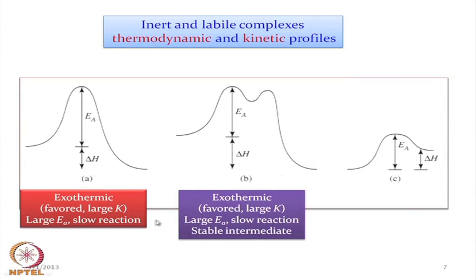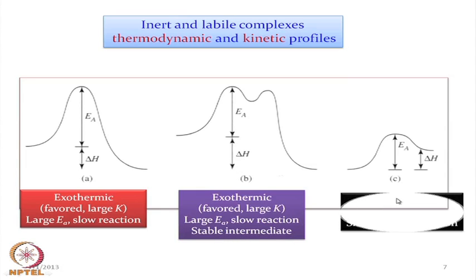In the second case we have this, which is also exothermic, favored by large K, large EA, slow reaction, but it has some stable intermediate. The difference between A and B is that here we do not have some depression and we have no such stable intermediate, but in this particular case we have a stable intermediate. So, though everything else is the same, we can consider that the nature of the reaction is different, because in this case we have the stable intermediate.